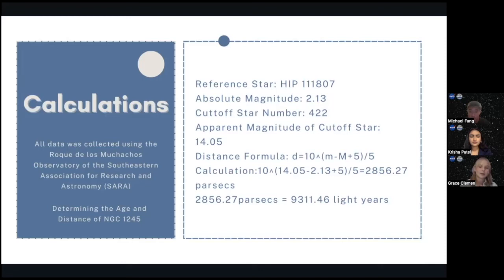And so plugging it into the distance formula, we get 2,856.27 parsecs, which is equivalent to 9,311.46 light years.